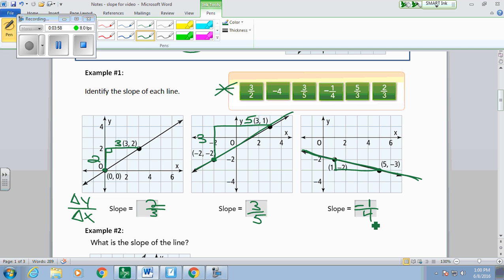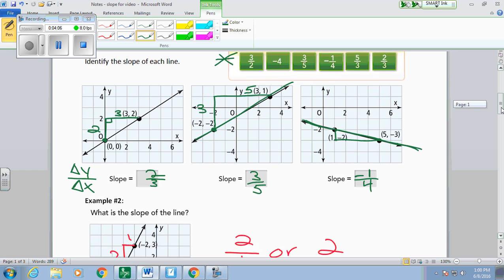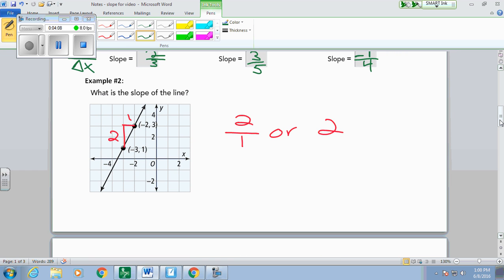Go ahead, look at example number 2. Pause the video, give that one a shot. And here I have my answer of 2. It's okay to have a whole number as your slope. Turn the page to example number 3.